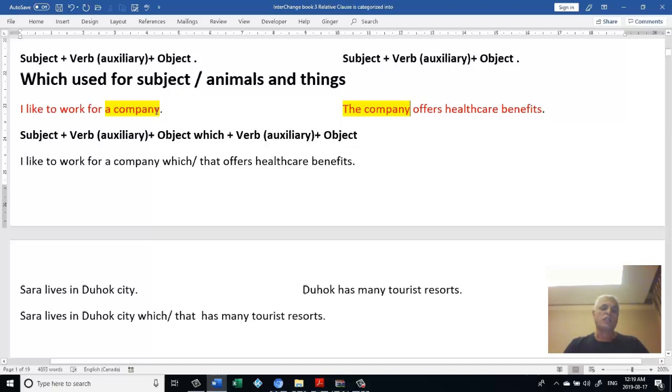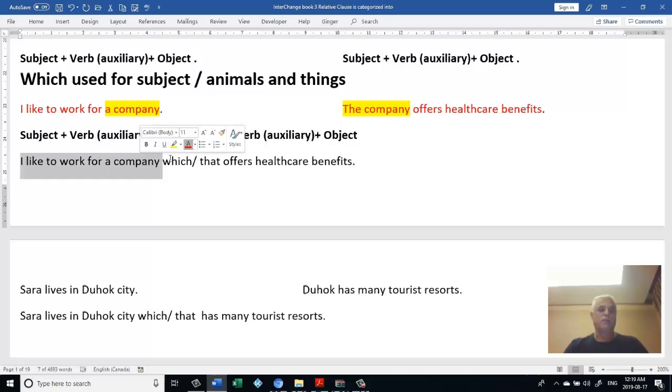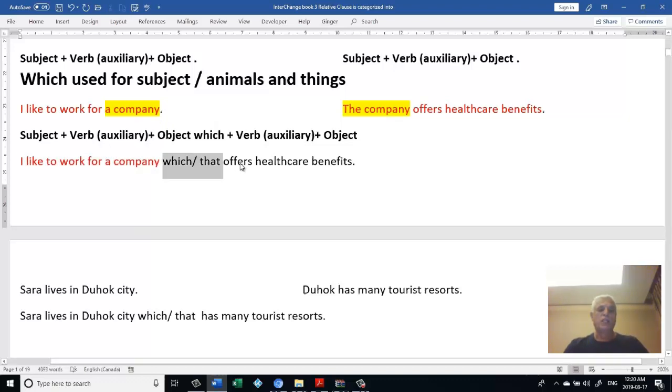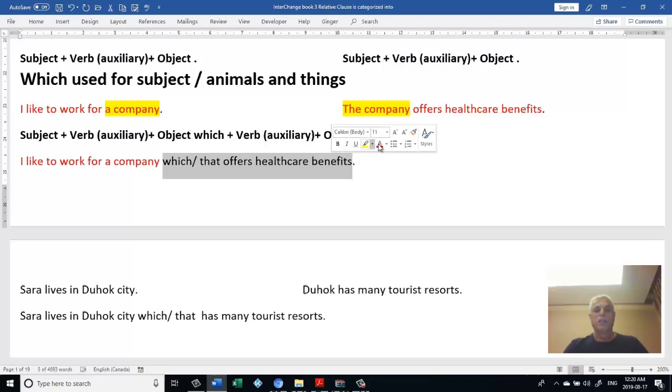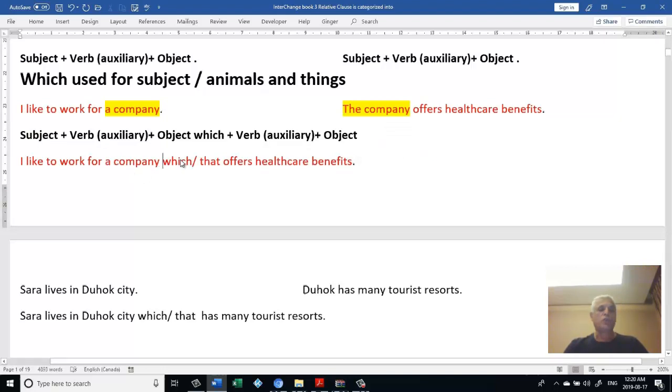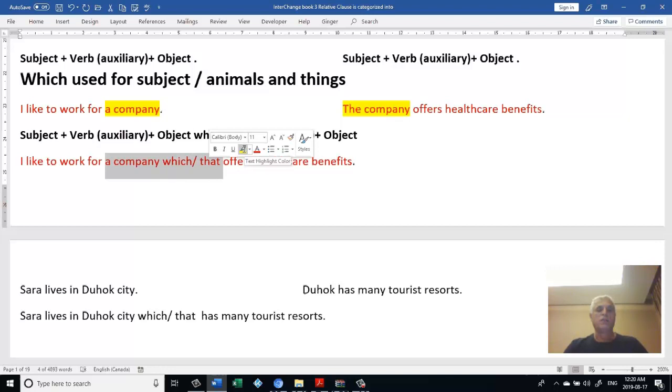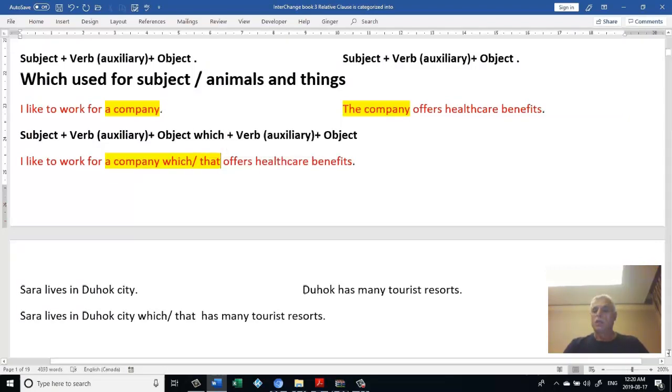Then we have to join those two sentences in one sentence, as we did here. For example, I like to work for a company. Okay, this is from the first sentence. Then the second one we start, which or that offers healthcare benefits. That's for my second sentence. If we look here back again, we have those two as a common between the two sentences. That's how we make relative clauses.